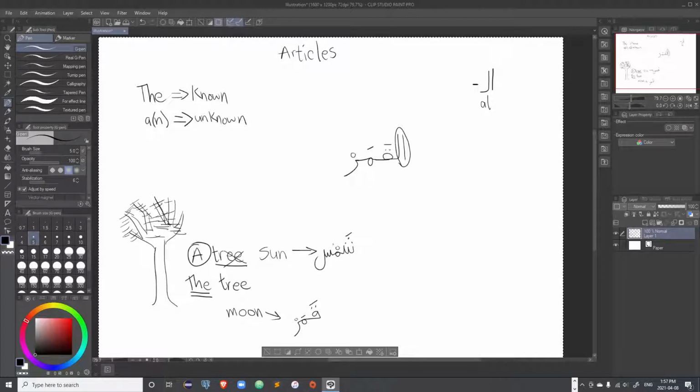Shams, the sun. So we will write it here. Thankfully, the sheen is drawn in the same manner in both the beginning and middle of the word, so I do not have to change it like the qaf. So it will be like so.